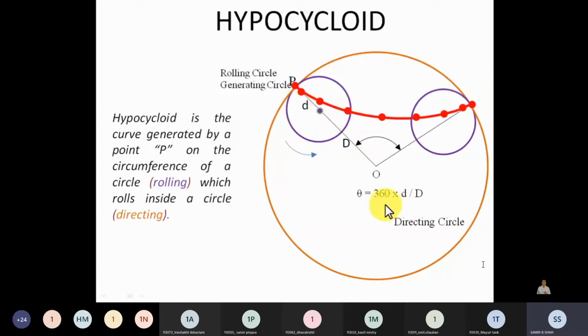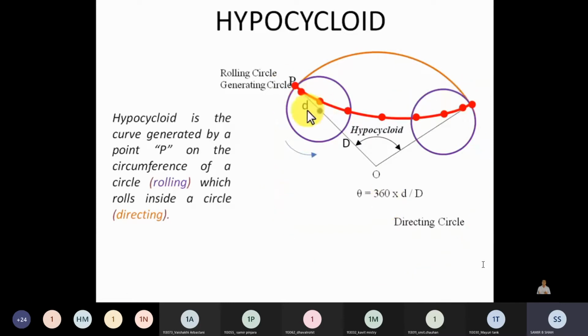Again, the formula for the angle subtended over here is going to be the same as we saw in the case of the epicycloid. So that's exactly what you call a hypocycloid. All right, guys. So this is the portion which you need to make.